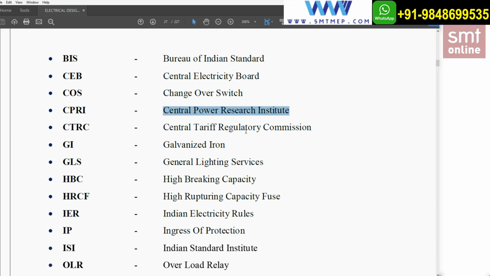Next, CTRC, Central Tariff Regulatory Commission. These are the people who define the tariff. What is meant by tariff? The price. The electricity price per unit. That is nothing but CTRC, Central Tariff Regulatory Commission.